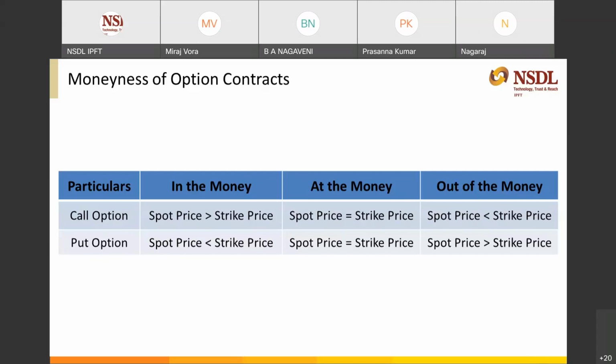For out of the money, it is the reverse. That means your spot price or your current price is less than your strike price, and that means my call option is out of the money. Say for example, if I have bought a right to buy that particular share at 1100, well currently if it is trading at 1000, that means my call option is out of the money. So this would be a very important concept for option trading.